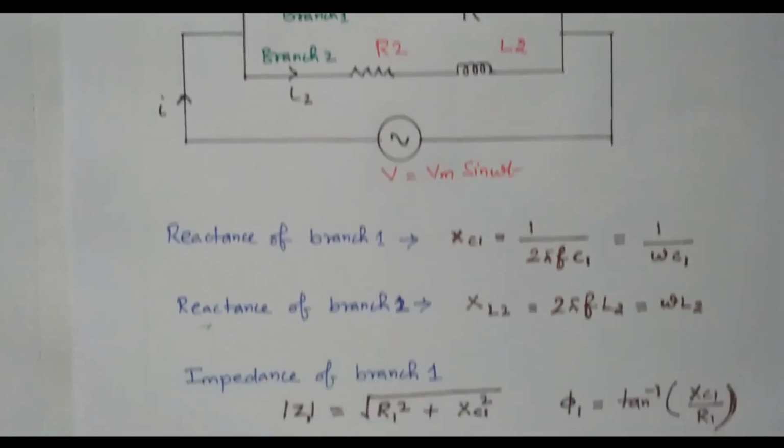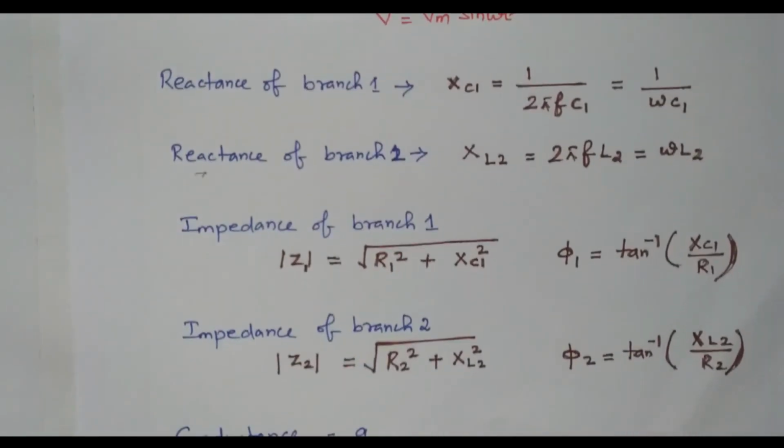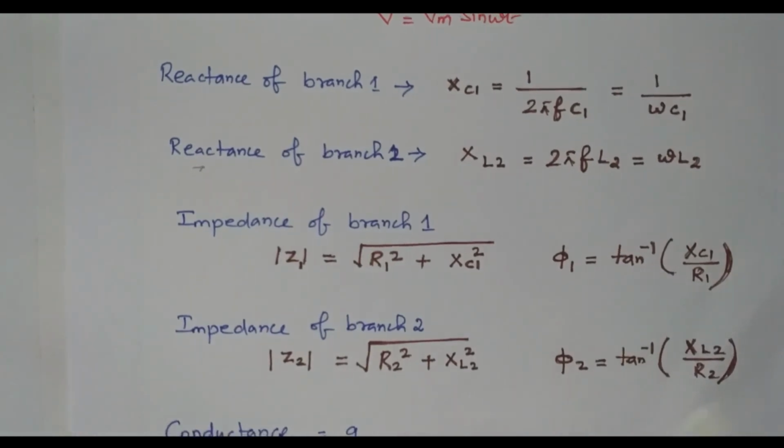So based on the reactance, we can calculate the impedance. The impedance Z1 is nothing but the square root of R1 square plus Xc1 square, since branch 1 has resistance and capacitance. Then what is the phase angle phi 1? Tan inverse of Xc1 by R1. Similarly, the impedance of the second branch, Z2, equals the square root of R2 square plus XL2 square, since the second branch contains resistance and inductance. Similarly, what is phi 2? Tan inverse of XL2 divided by R2.